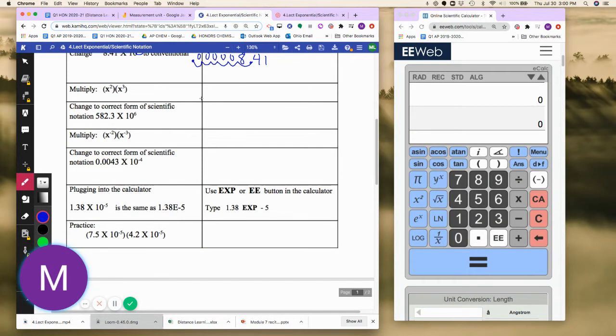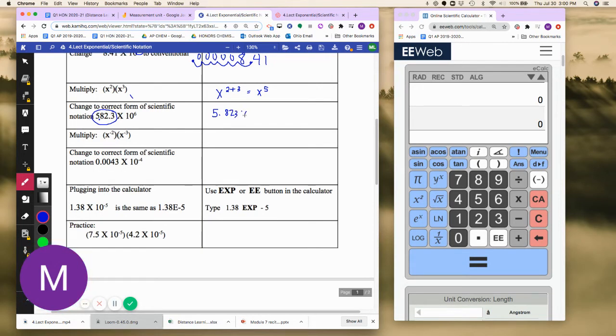Now, if you wanted to do things in your head, you have to remember that when you multiply numbers with exponents, you have to add the exponents. So to get this answer, it'll be 2 plus 3, which is x to the 5th. So x to the 2nd times x cubed is equal to x to the 5th. So to change this to the correct form of scientific notation, obviously the decimal has to be after the first non-zero number. So what you have to do is move it there.